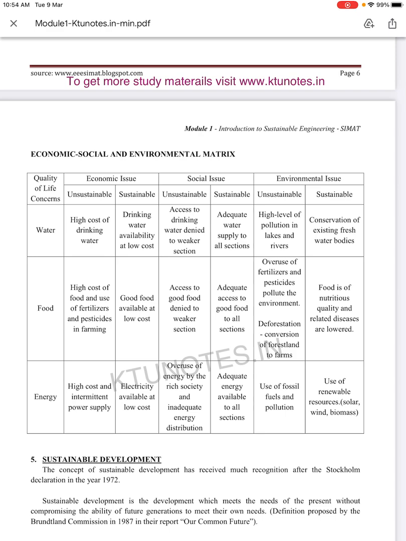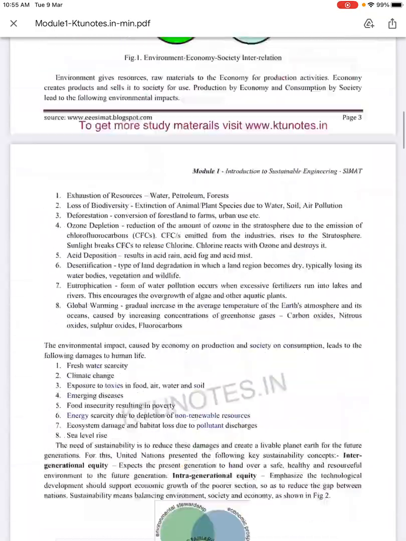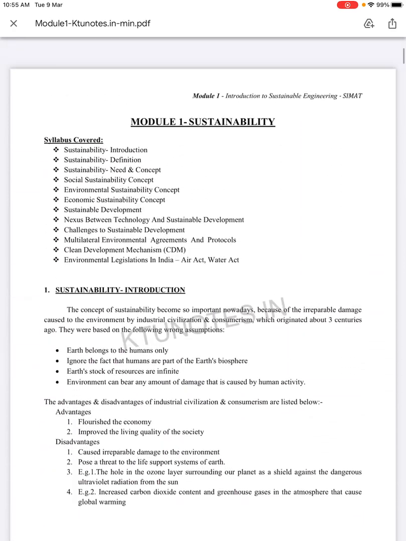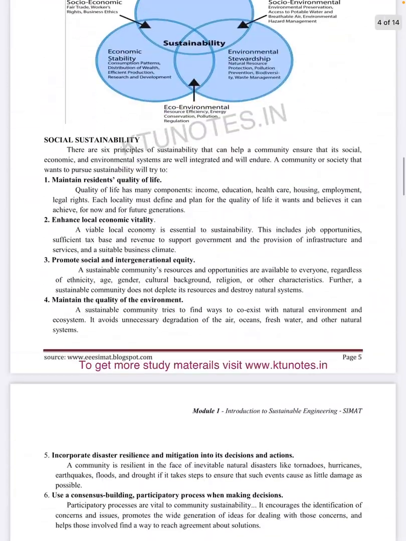Environmental sustainability is mainly related to environmental protection. It is unsustainable if highly polluted water is maintained, and sustainable if the conservation of existing freshwater bodies is considered. Like that, food and energy are classified in the same way. So these are the types of sustainability discussed in today's class: social sustainability, environmental sustainability, and economic sustainability. Thank you.